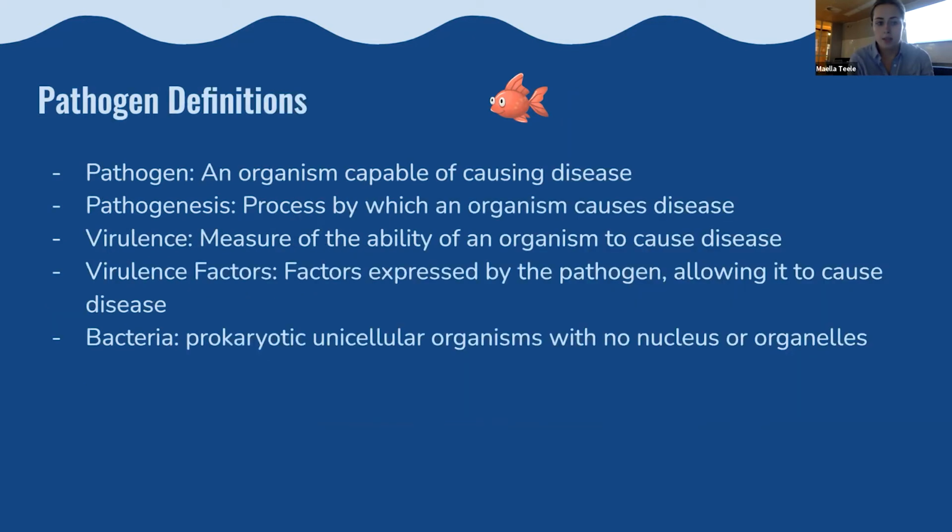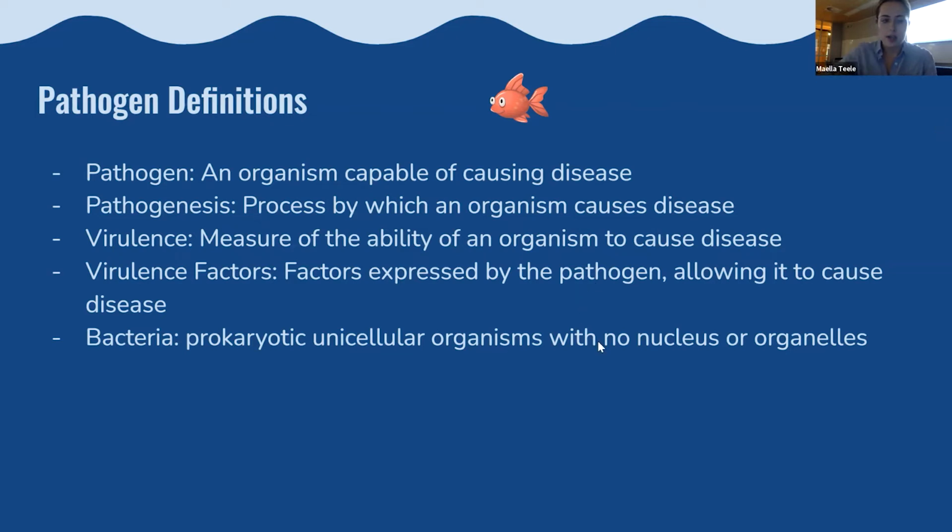So next slide. A pathogen is pretty much just an organism capable of causing disease. So technically all of our bacteria could be a pathogen, but not all of it does become a pathogen. And pathogenesis is the process by which this organism does cause disease. Virulence, these are just a few definitions. The virulence is the measure of the ability of an organism to cause disease, and the virulence factors are factors expressed by the pathogen which allow it to cause disease. So a bacteria isn't always a pathogen, but through pathogenesis it does become a pathogen and then can express virulence factors to cause disease in the host.